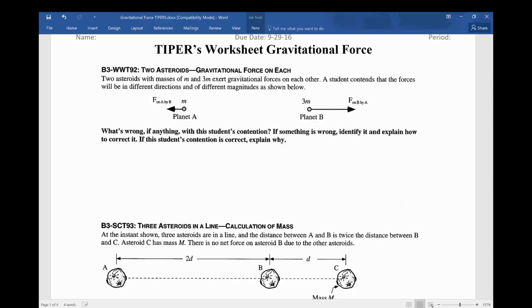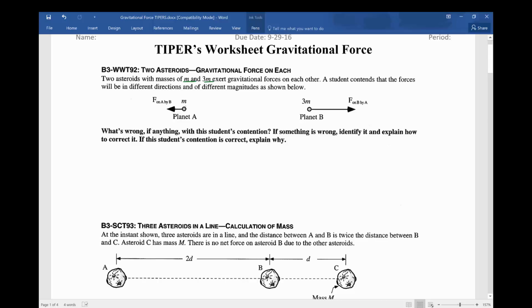Looking at this first problem, problem 92, it says that two asteroids with masses of m and 3m exert a gravitational force on each other. A student contends that the forces will be in different directions and of different magnitudes as shown below. So what's wrong, if anything, with the student's contention? If something is wrong, identify it and explain how to correct it. If the student's contention is correct, explain why. So this is obviously wrong.